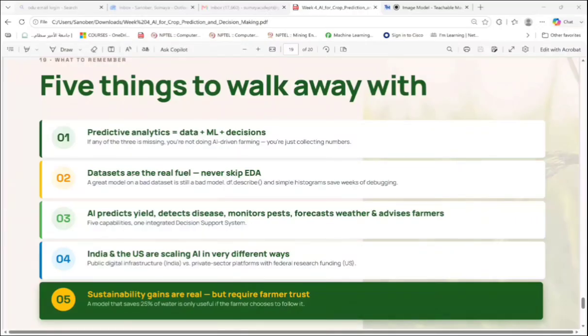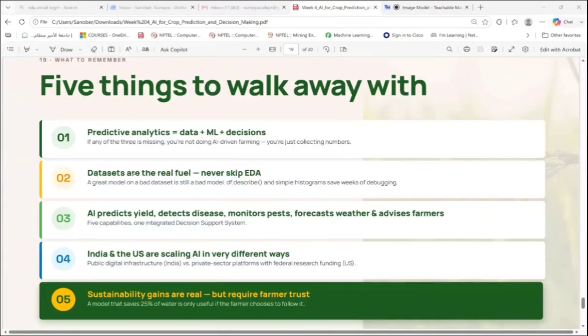The third thing is that AI can support several agricultural tasks such as predicting yield, detecting diseases, monitoring pests, forecasting weather, and recommending actions, right? We have seen examples of all of these respectively. Then fourth, agricultural AI can be organized differently across regions. India demonstrates a strong public infrastructure approach, while the United States relies more heavily on commercial platforms supported by public research and open data.